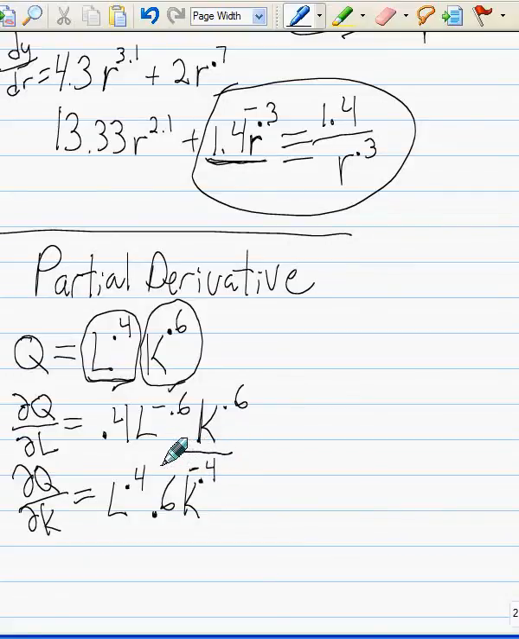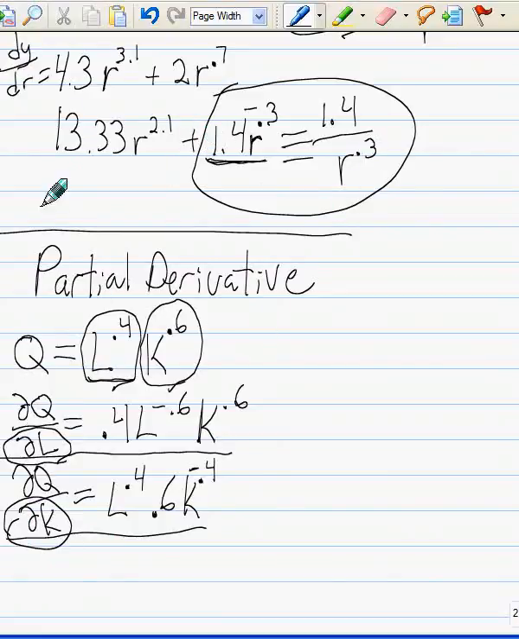And what do they mean? Well, this function would give you an idea of how rapidly quantity is going up as we increase the amount of labor, because it's the slope as we change labor. And this function would tell us how fast quantity is increasing as we change capital, because it's the slope, the derivative with respect to capital there.